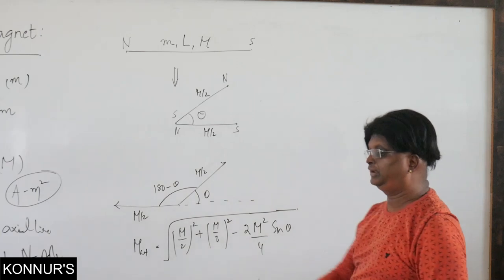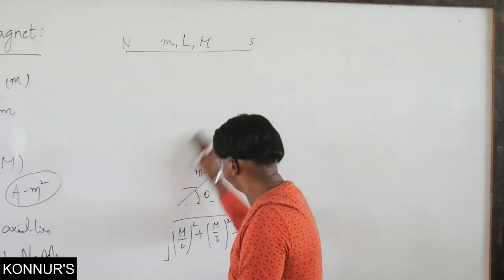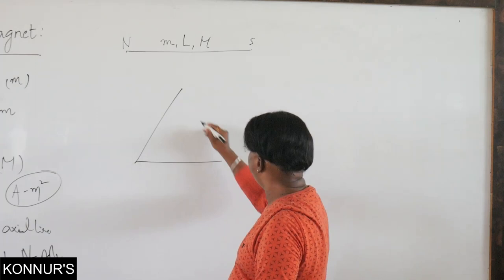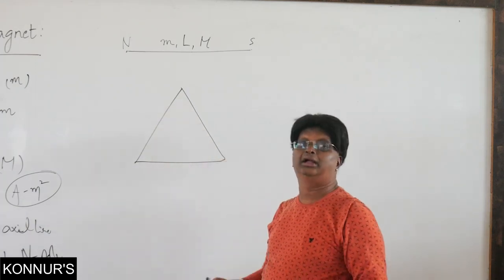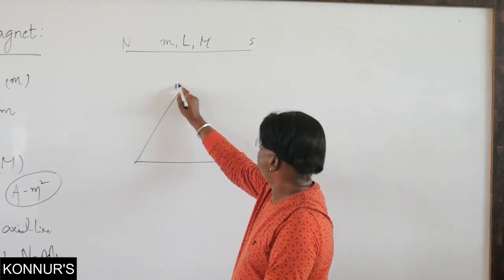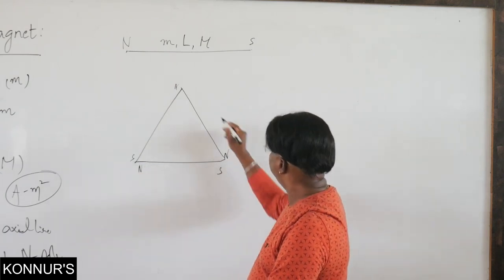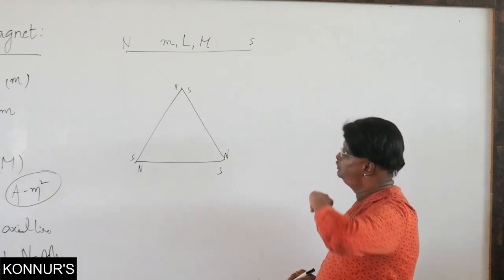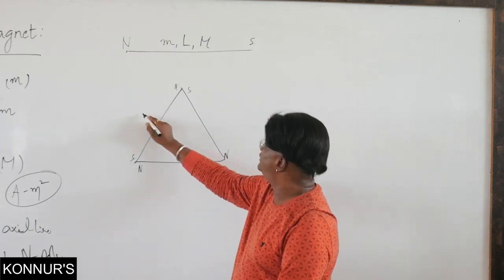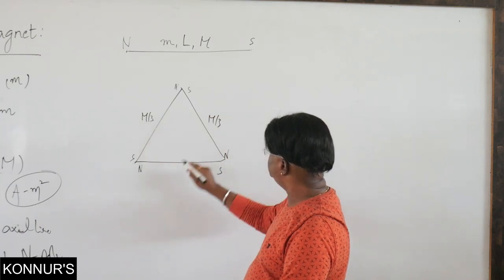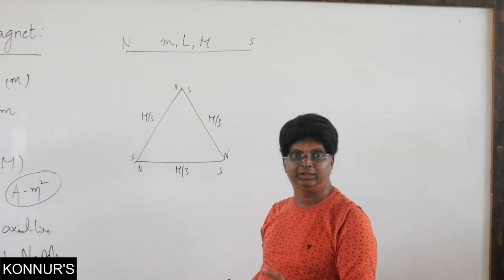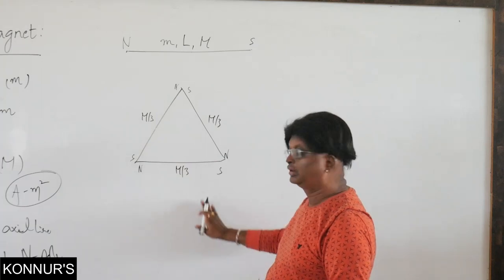Supposing I take one more type of bending. In that bending, supposing I have bent it in the form of an equilateral triangle. Then what will be the case? It's again north, south, north, south, north, south. You get an arrangement of now 3 dipoles, and since length is equally divided, each of them is M by 3, M by 3, M by 3. Again here this M by 3 is due to the change in magnetic length, not any change in magnetic pole strength.